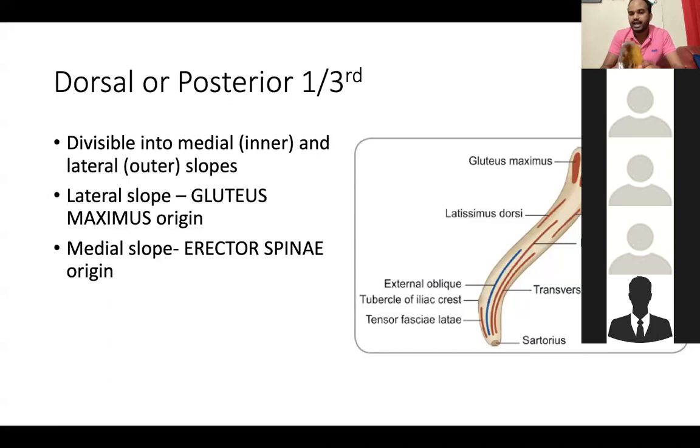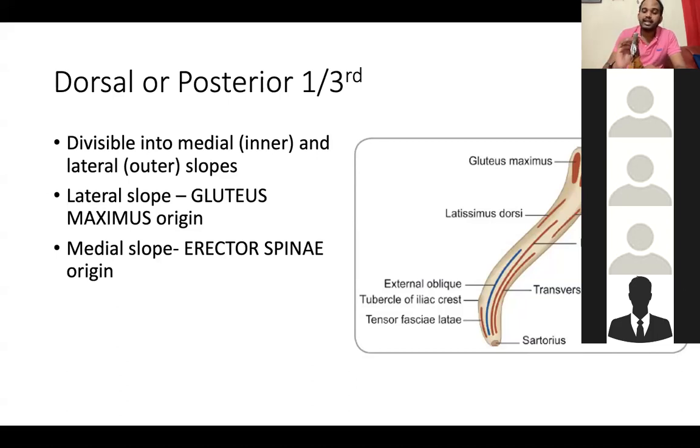Outer sloping area is the lateral sloping, inner sloping is called the medial sloping, and they give origin to two muscles. The outer or lateral sloping will give origin for the gluteus maximus. The medial or inner sloping will give origin for the erector spinae muscles. This is all about the iliac crest.